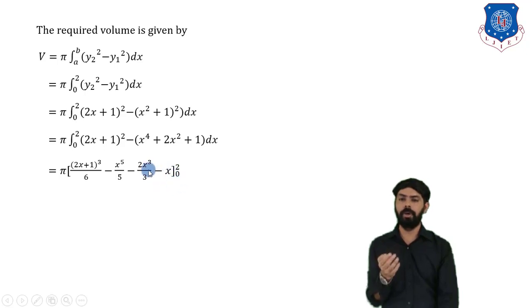And for lower limit, if we replace x by 0, then here it will be minus 1 divided by 6, and all other terms will be 0. So if we simplify this, then it will be 104 divided by 15 into pi. So volume will be 104 divided by 15 into pi.